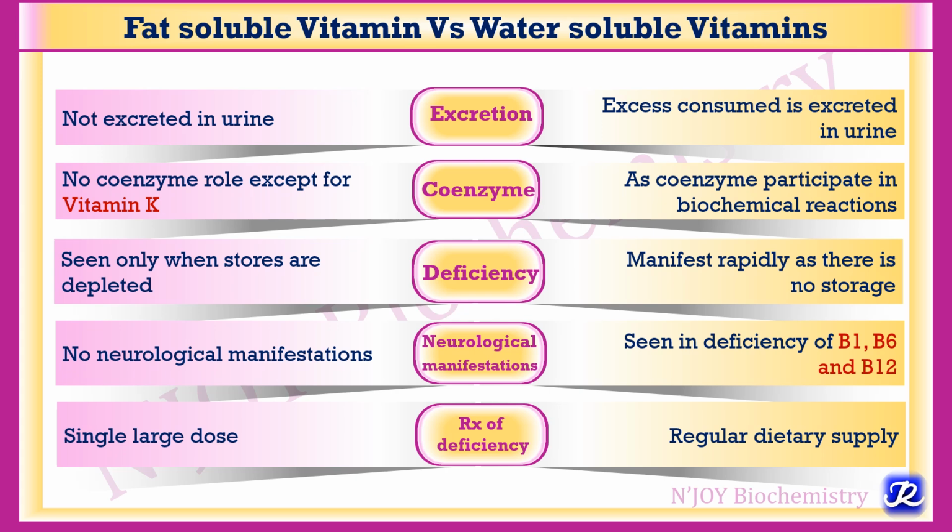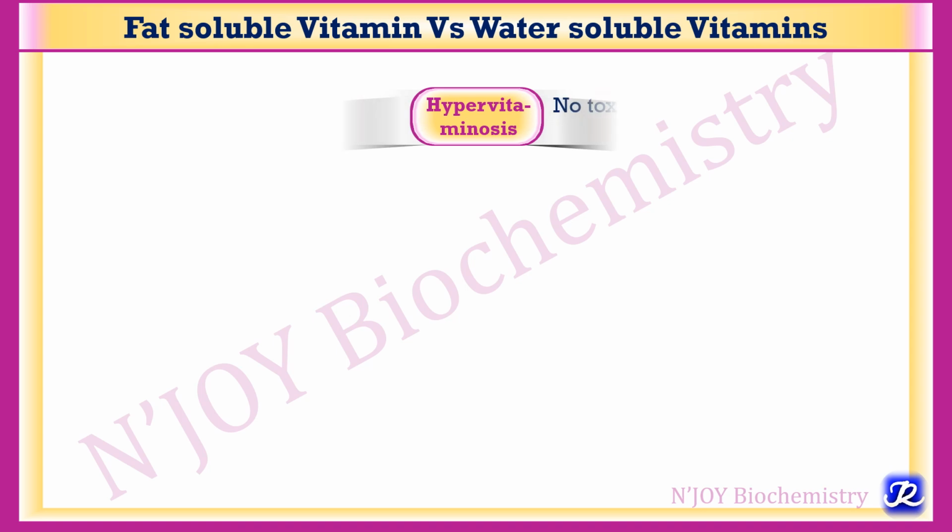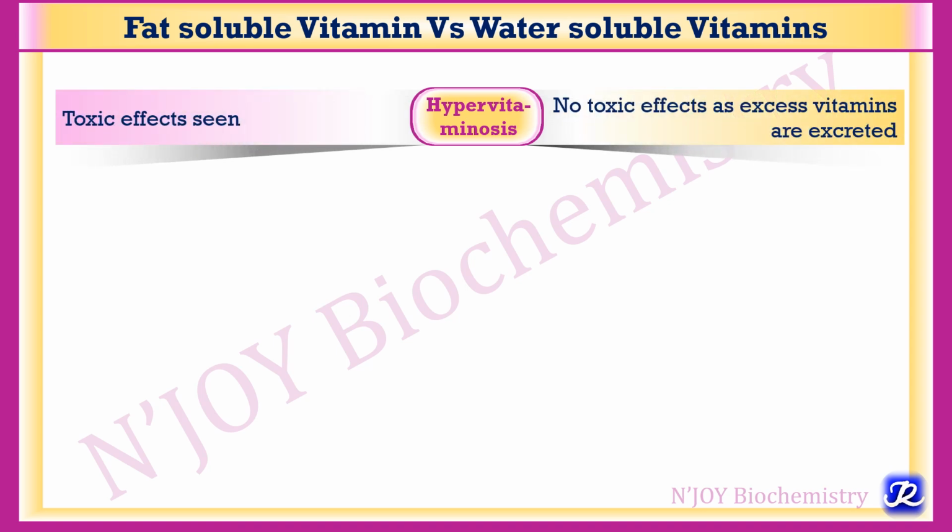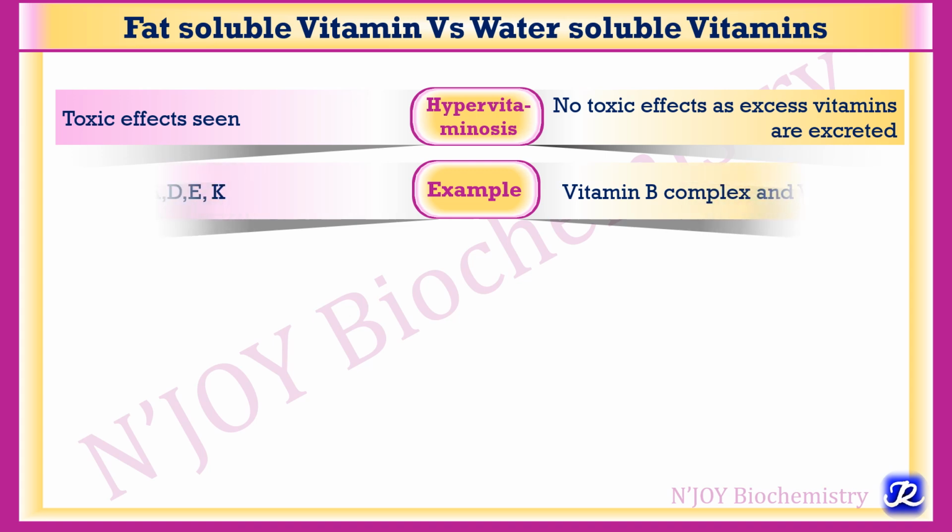Treatment of deficiency. A single large dose can treat the deficiency of fat soluble vitamins, while water soluble vitamin deficiency requires regular dietary supply. Hypervitaminosis. Toxic effects are seen if fat soluble vitamins are consumed in excess quantity, but no toxic effects are seen with water soluble vitamins as excess vitamins are excreted. Examples we have already seen in the classification: vitamins A, D, E, K are the fat soluble vitamins, and water soluble vitamins are B complex vitamins and vitamin C.